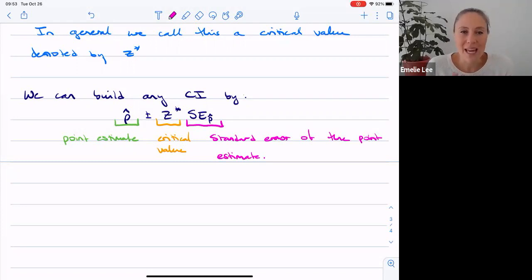So we can build any confidence interval if we know what the point estimate is, if we know what the standard error of the point estimate is, and how to find the critical value. That sounds like a lot, but we're really just laying the groundwork for being able to build any confidence interval for any parameter. Okay, so that's not necessarily just the population proportion that we're trying to capture.